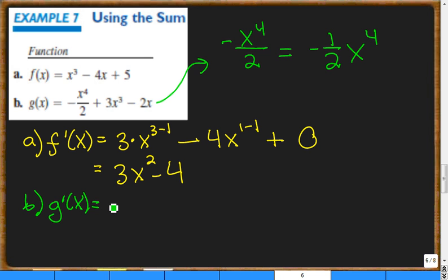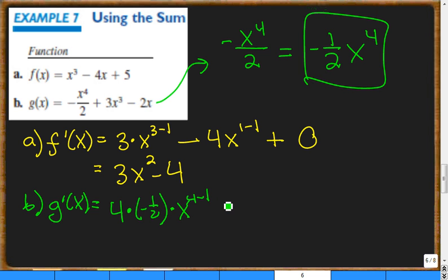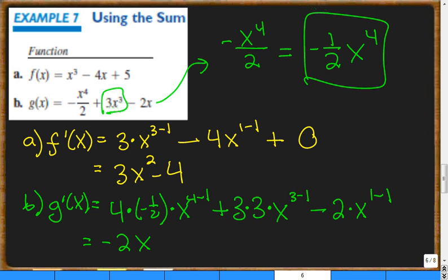So if I end up doing this power rule with this down here, I'm going to get 4 times that negative 1/2, because it stays there, times x to the 4 minus 1, and then adding the derivative of 3x cubed, which is going to be 3 times 3 times x to the 3 minus 1, and then I'm going to subtract away 2 times x to the 1 minus 1, and if we simplify this, you should get negative 2x cubed plus 9x squared minus 2.